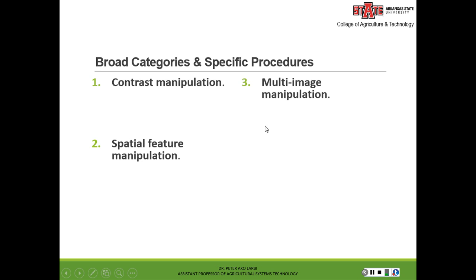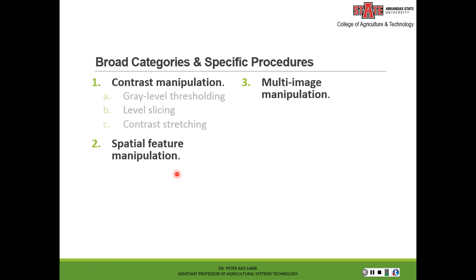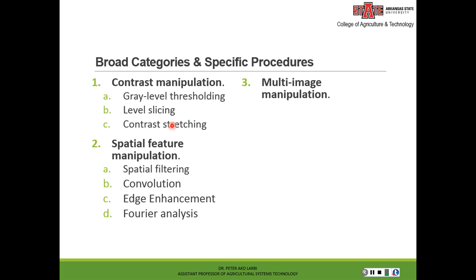What are some broad categories? We have contrast manipulation, spatial feature manipulation, and multi-image manipulation. Under contrast manipulation we have gray level thresholding, level slicing, and contrast stretching. We would demonstrate the use of gray level thresholding, level slicing, and contrast stretching. Under spatial feature manipulation, we have spatial filtering, convolution, edge enhancement, and Fourier analysis.